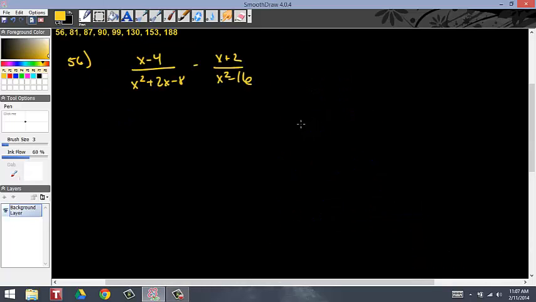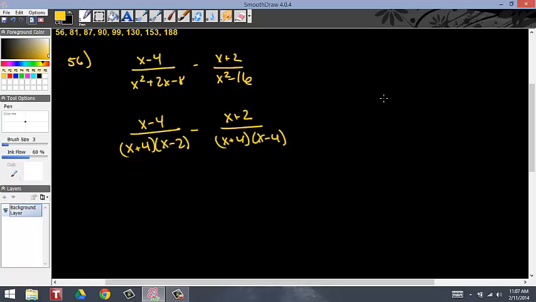56. We are subtracting two fractions that don't have the same denominator, so we need to get a common denominator. Before we do that, we're going to factor the denominators out. So it's going to be x minus 4 over x plus 4, and then x minus 2 minus x plus 2 over x plus 4 times x minus 4. Okay, so it looks like our common denominator here is going to be x plus 4 times x minus 4 times x minus 2. Remember, I only need one x plus 4 because each term only has one of them.